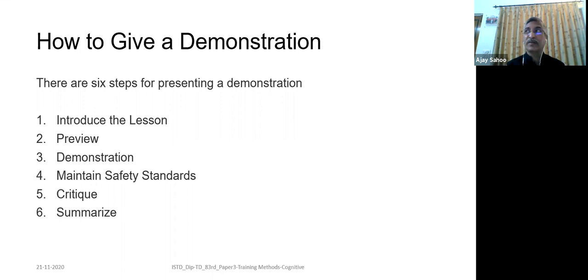So again there are 6 steps when you want to give a demonstration. There are 6 steps involved. You introduce the lesson, and normally the first step happens in a classroom or in a gathering. You introduce the lesson, you preview the material which you want to teach. Then you do the demonstration, and you also need to follow the safety standards.